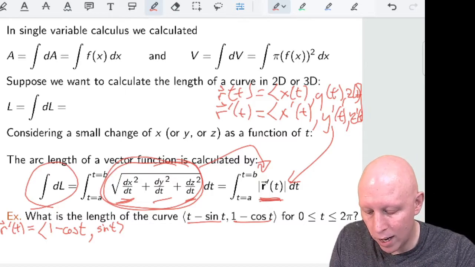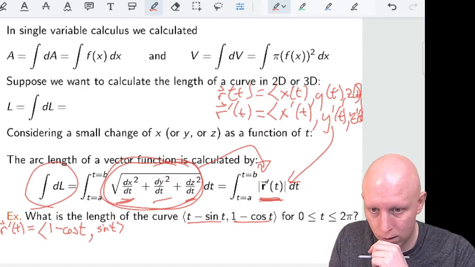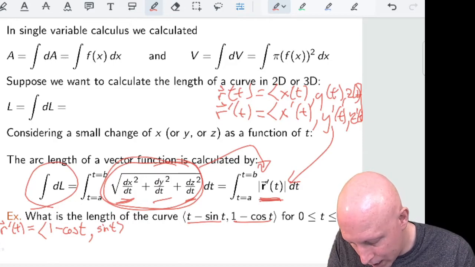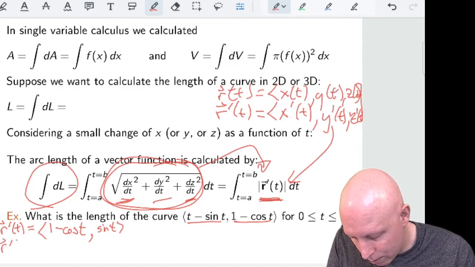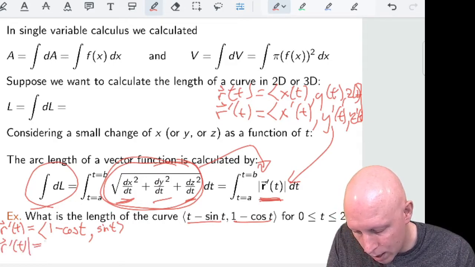And so what we need to do now is take the length of this curve, right? So now we need to take the length of r prime. That's the square root of the first thing squared plus the second thing squared.